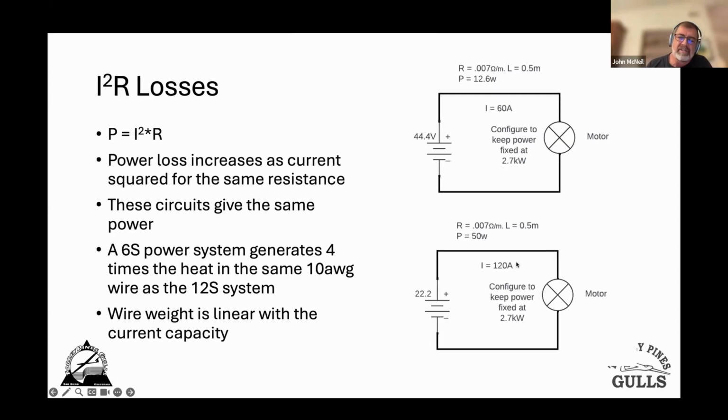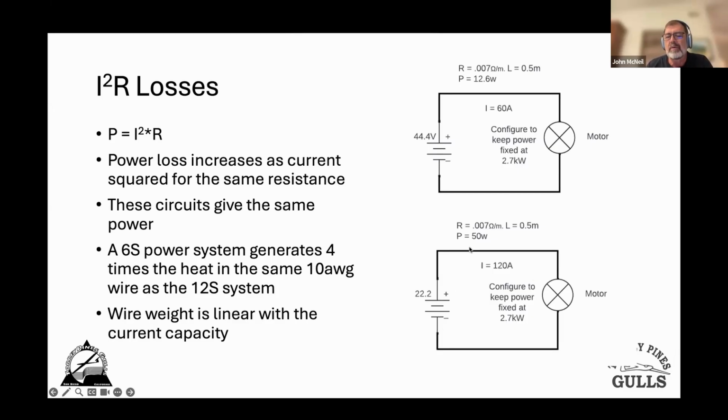Okay, well, I need a bigger ESC for one thing, but you can go buy those. But now the wire itself, the same 10 gauge wire at the same half meter harness length, is dissipating 50 watts just in the wire. And that's a lot. You're going to melt insulation if you run it for any amount of time. This is when people talk about I squared R losses, especially in wire, this is what we're talking about.